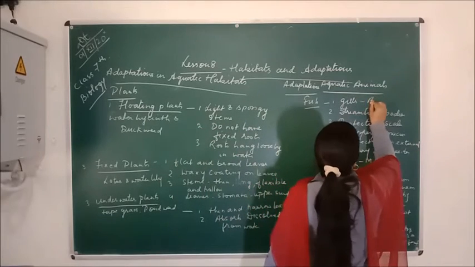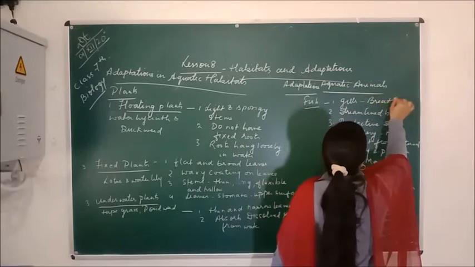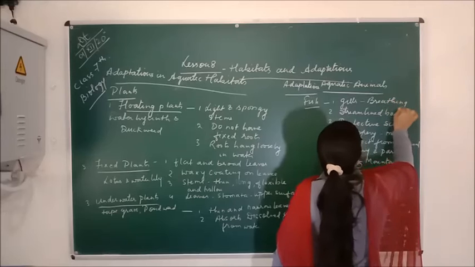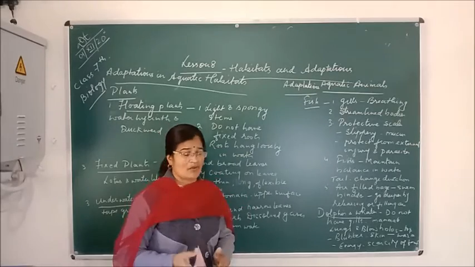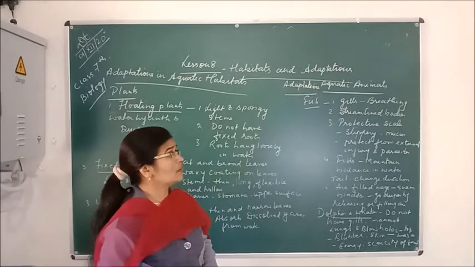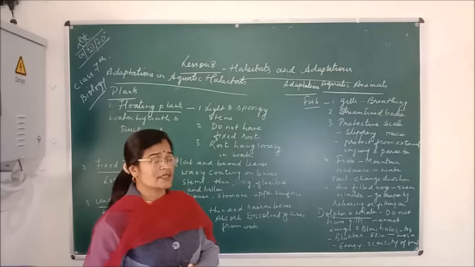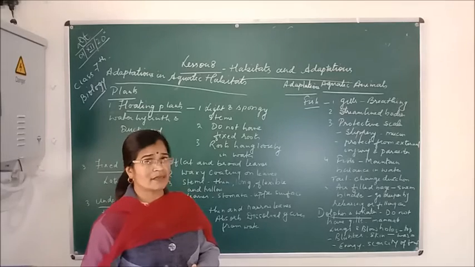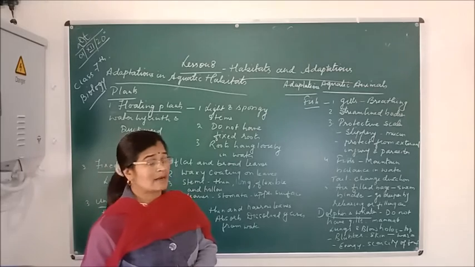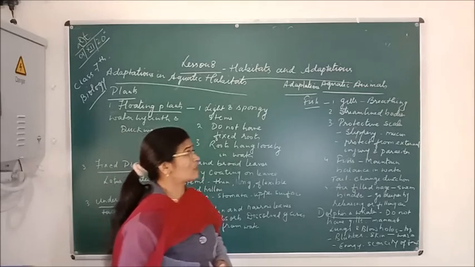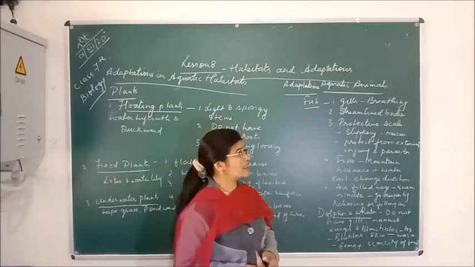We all know that fish regularly take in oxygen and continuously give out carbon dioxide. That's why when the fish swims, we often see bubbles all around, because they are continuously taking oxygen from the water and giving out carbon dioxide. So the gills help them to breathe, taking in oxygen and giving out carbon dioxide.